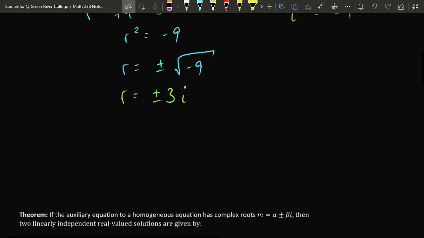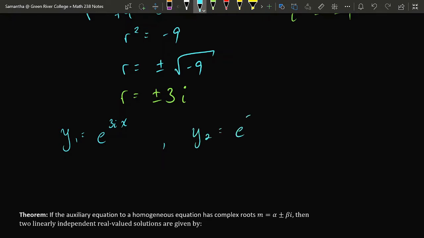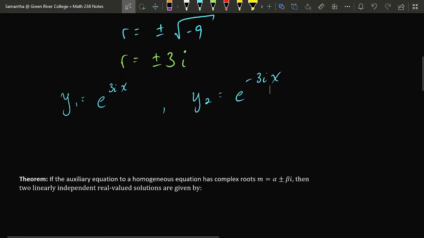So based on our guess, our solutions would have the form y1 equals e to the positive 3i times x, and y2 equals e to the negative 3i times x. But the problem is that these formulas are complex valued. They have the imaginary i in there. And we would prefer to get solutions which are real valued, where all the inputs and all the outputs of the function are real numbers.